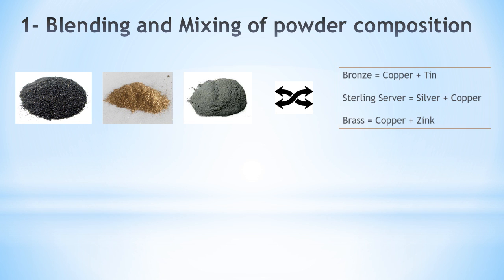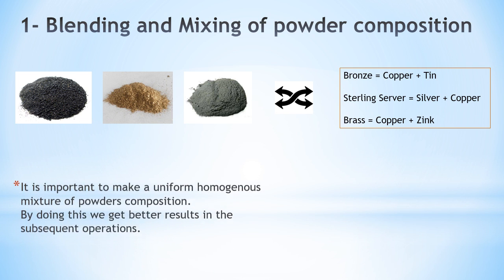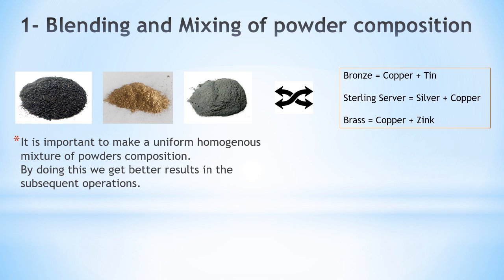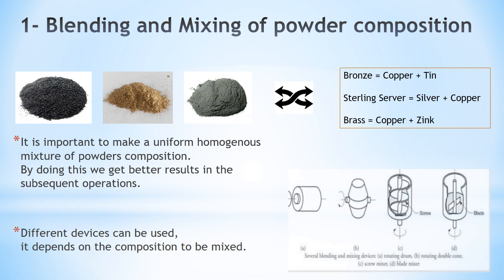For example, if we need to produce a part from bronze, we have to mix the copper powder with tin powder, or a product from brass, we have to mix both copper and zinc together. This step is important in order to achieve a good mixture homogeneity of the powder's composition.